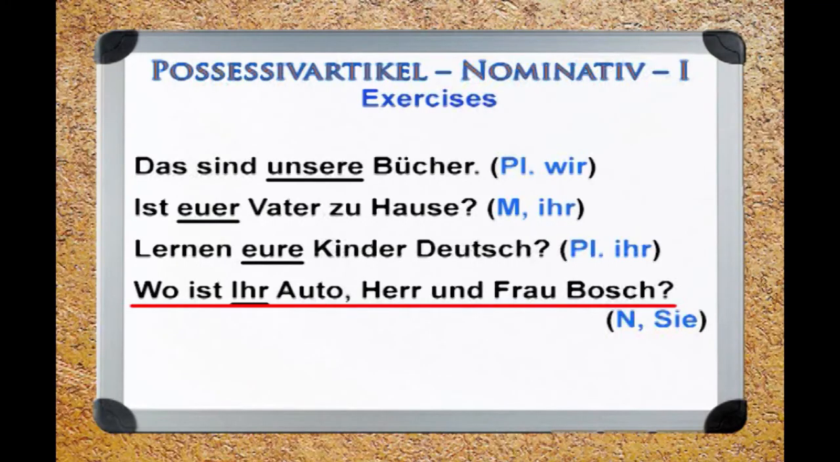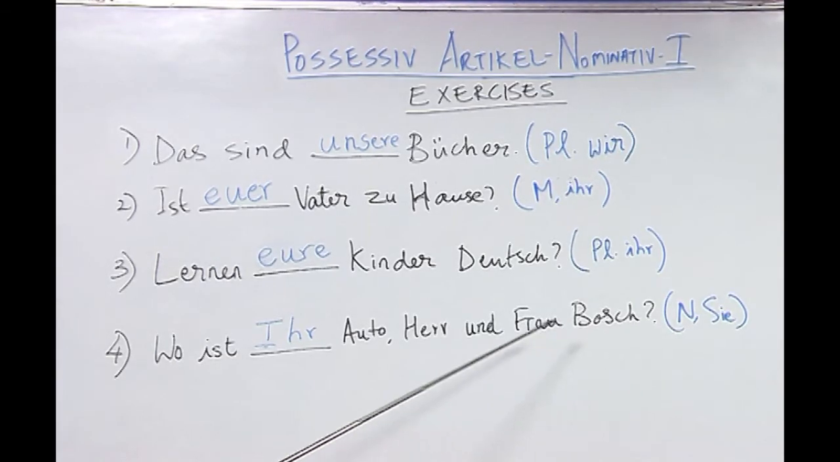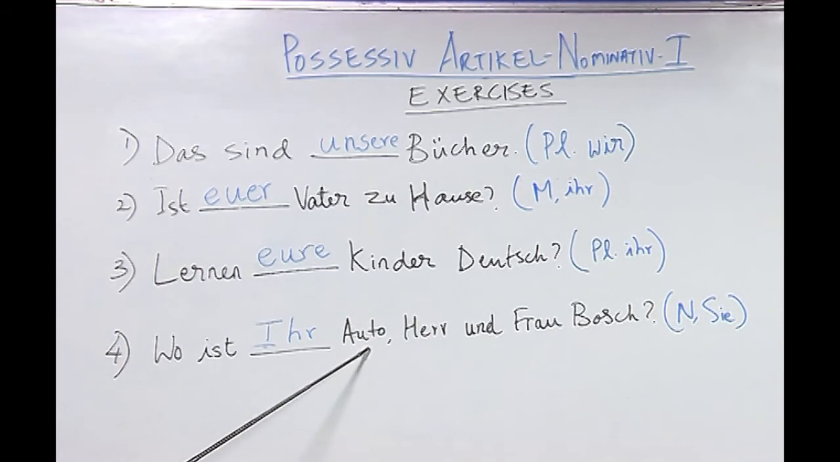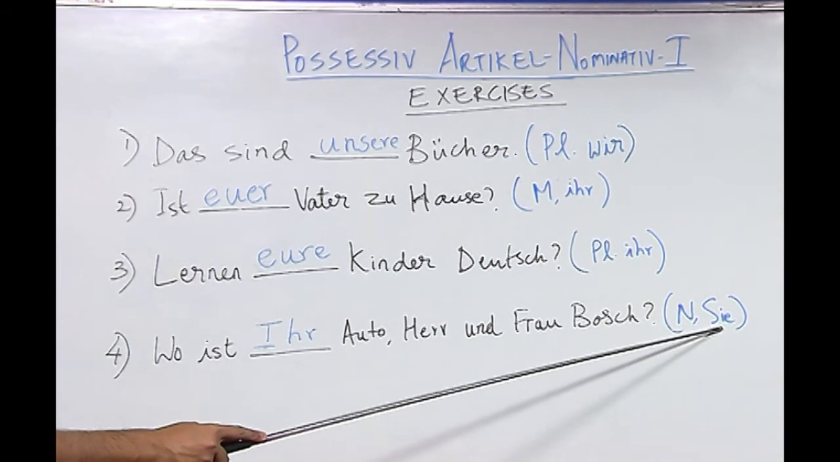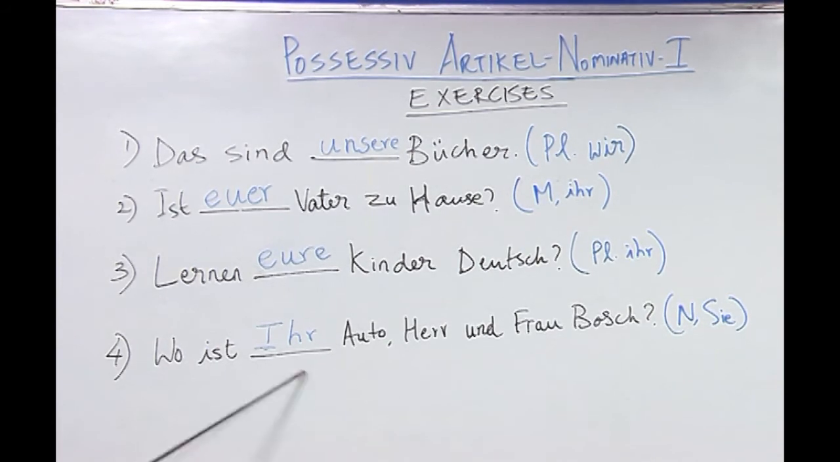And now if you look at the sentence 4, wo ist Ihr Auto, Herr und Frau Bosch? Here also the student correctly identified the noun Auto belonging to the neutral gender category and wrote the correct possessive article for the pronoun Sie, which is Ihr.